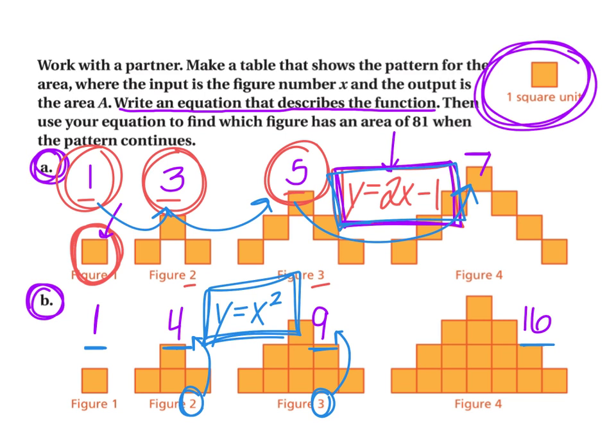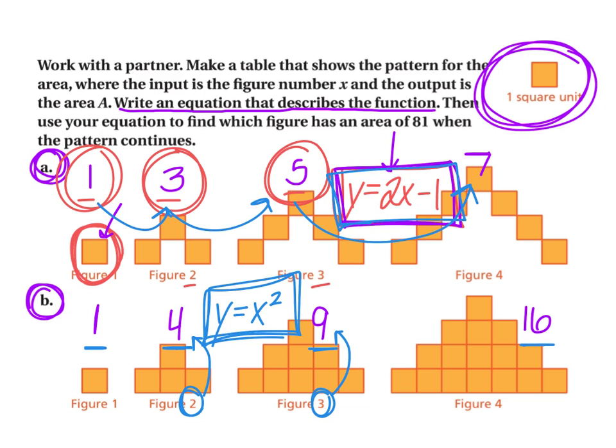Okay, that's the function. And then the second part of this says, which of these figures would have an area of 81 when the pattern continues? Well, in the first one, in the top figure here, in part A, it will eventually get to 81, right? It will eventually get to 81 because it's covering all of the odd numbers, 1, 3, 5, 7, the next one would be 9, then 11.